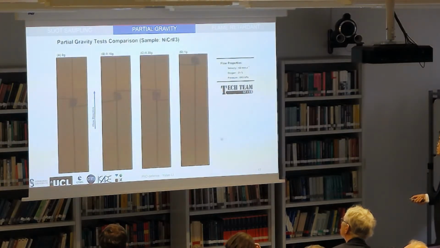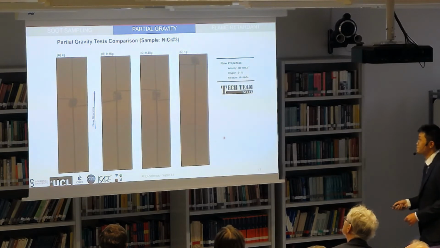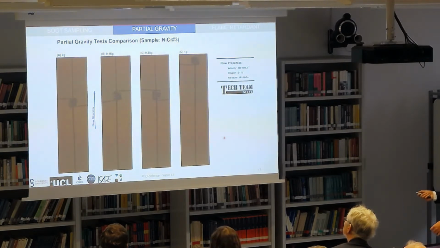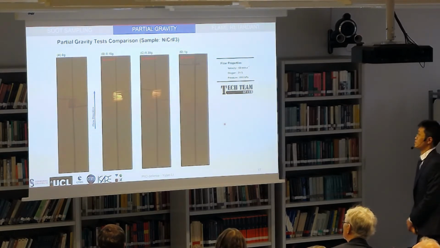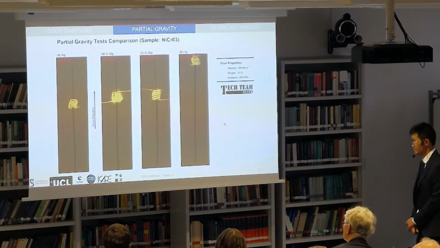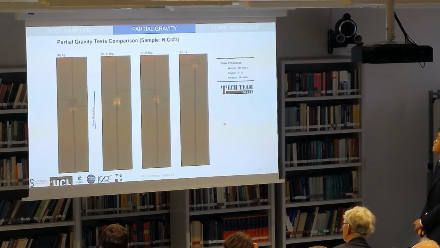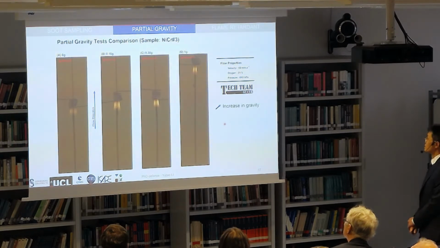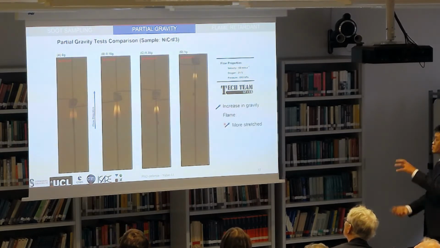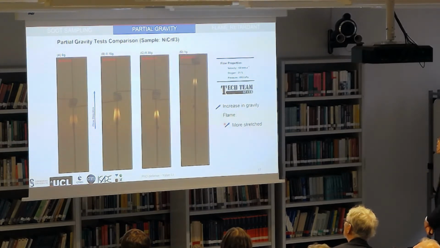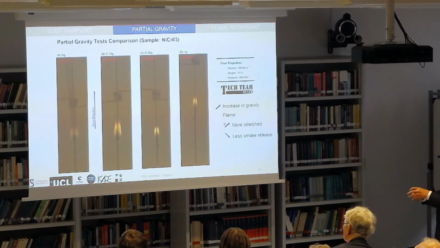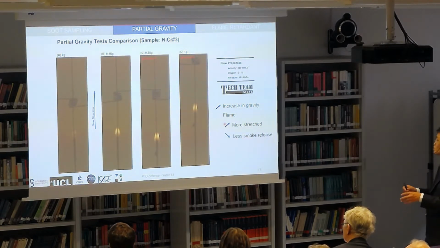A video here shows the flame spread in different gravity levels. After the same ignition system, a flame can be generated also in different gravity levels. With the increase in gravity, the flame becomes more stretched due to the addition of natural convection, and also there is less smoke release, because it changes the thermal loss contributed by the particles, which correlates to the fuel release velocity.